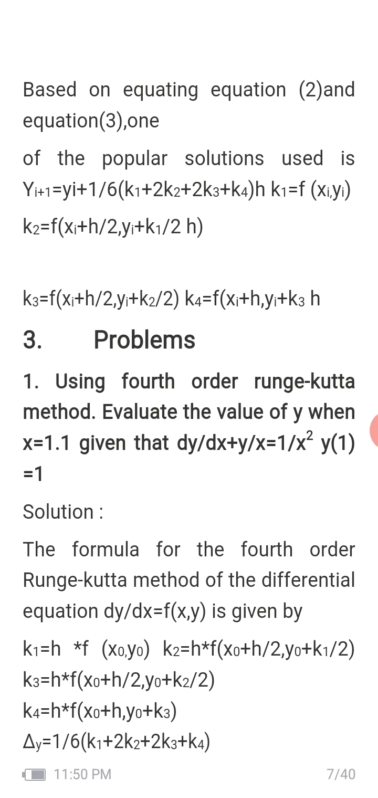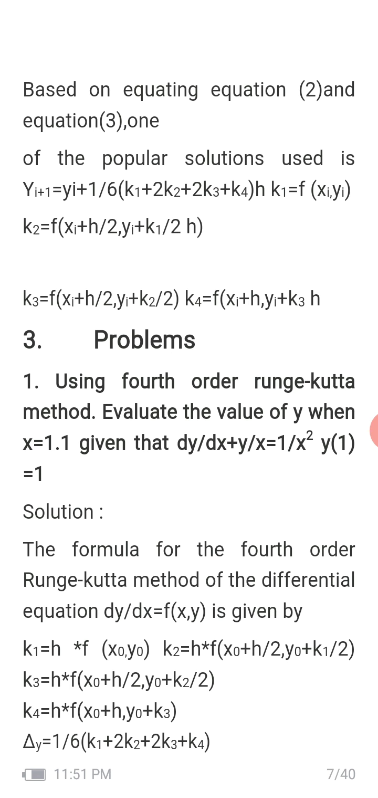Okay, let's see the problems. Using fourth order RK method, evaluate the value of y when x equals 1.1, given that dy by dx plus y by x equals 1 by x square into y. Given the initial conditions y of 1 equals 1, that is x0 equals 1 and y0 equals 1.